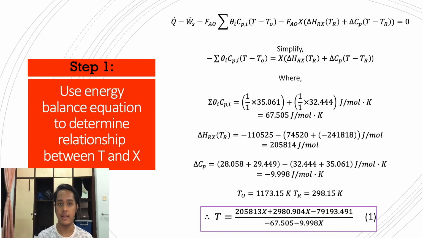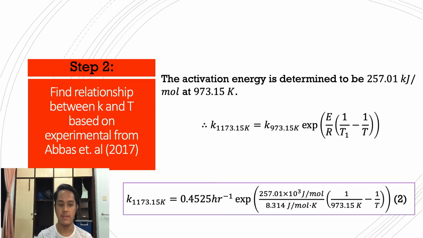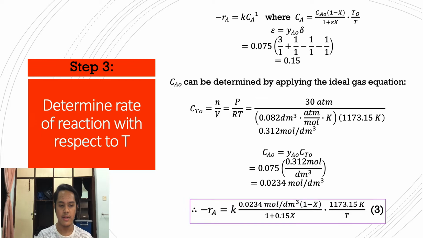And this is just an example of a method on how to calculate the mass of catalyst and the volume of reactor. The first step is we use the energy balance equation to determine the relationship between temperature and conversion. Then we find the relationship between the reaction rate constant and the temperature. Then we determine the rate of reaction with respect to temperature, in which we need to employ the ideal gas equation to find the total concentration inside the reactor.